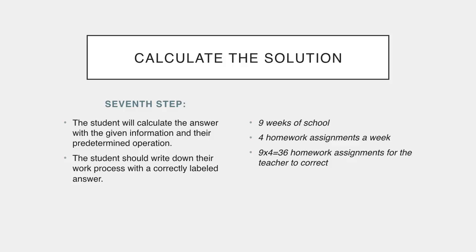As we are nearing the end of our steps for this strategy, the student finally gets to calculate the information from the math story problem in step number 7. This is where they have taken the information they have collected and write down the math problem and calculations they use to obtain the answer. It is important that students include proper details, such as labeling the answer, during their work process.